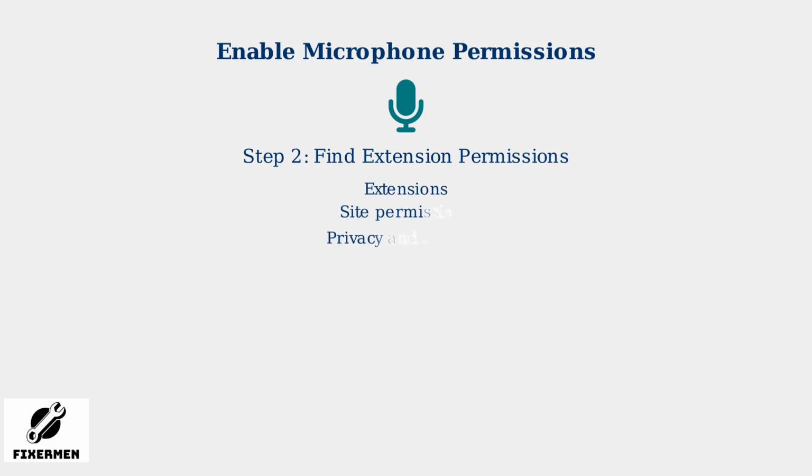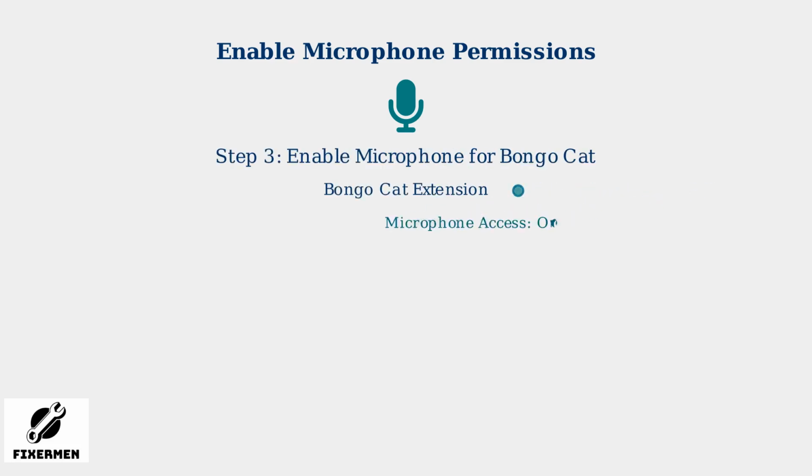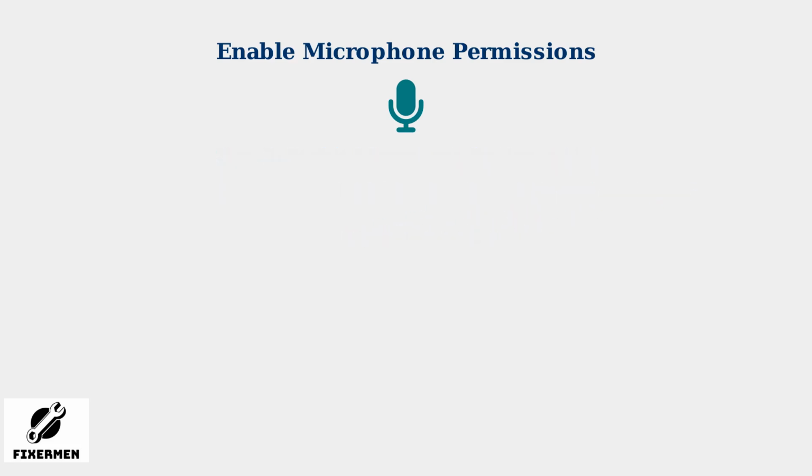Navigate to the Extensions or Site Permissions section in your browser settings. This is where you can manage what each extension is allowed to access. Locate Bongo Cat in the extensions list and ensure microphone access is enabled. Look for a toggle or checkbox next to microphone permissions.